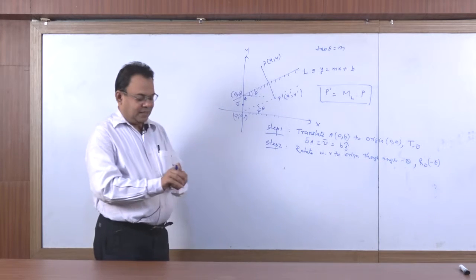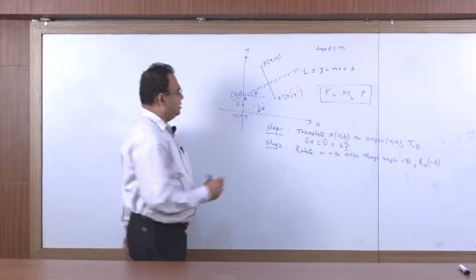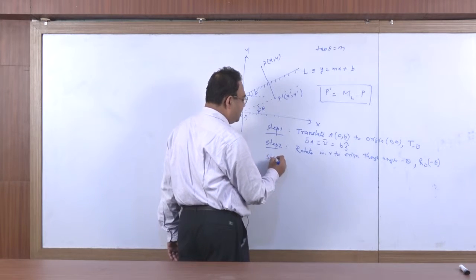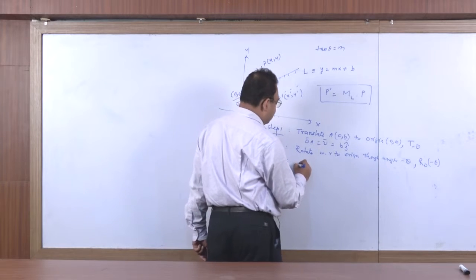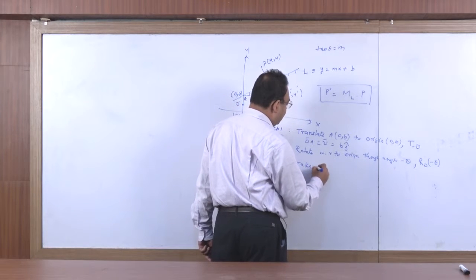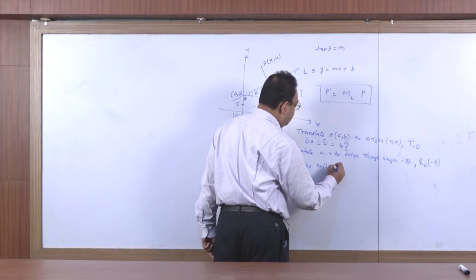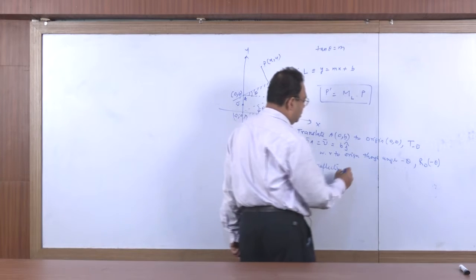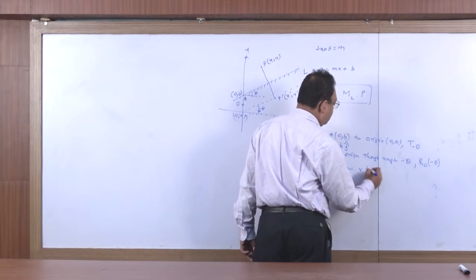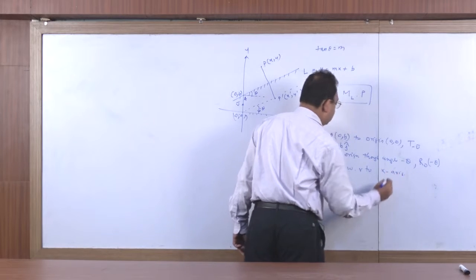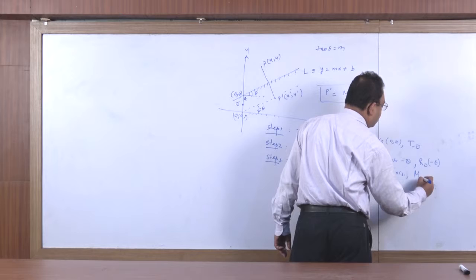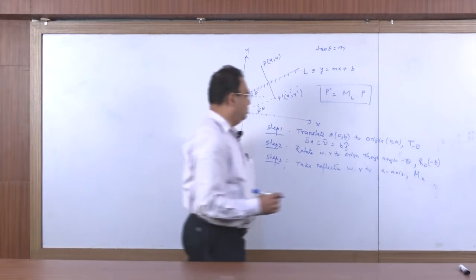Then we apply the reflection operator, which we have already obtained earlier, that is, take reflection with respect to x axis. This operator is already known to us, that is M x.